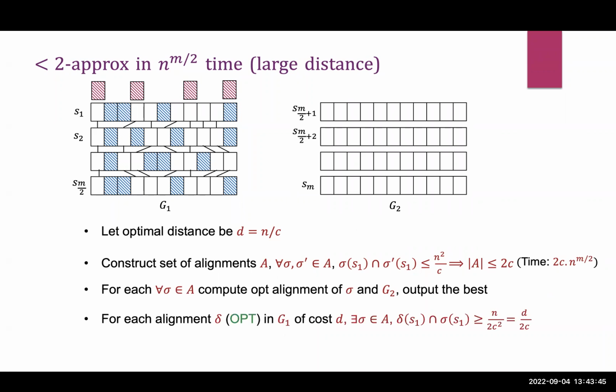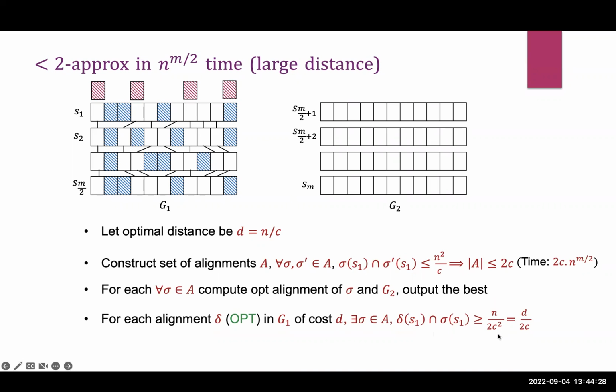Now to argue about the approximation guarantee, if we consider the case where opt is present in A, then we are in a very good situation. Because if opt is in A, when we send opt to G2, it again matches all the strings in G2, and in that way if we output opt, we give cost D. But otherwise, if opt is not present in A, then what we can ensure is that A contains another alignment sigma, such that the sets of unaligned characters in S1 with respect to sigma and opt have a huge intersection. They have an intersection of size at least n over 2c squared.